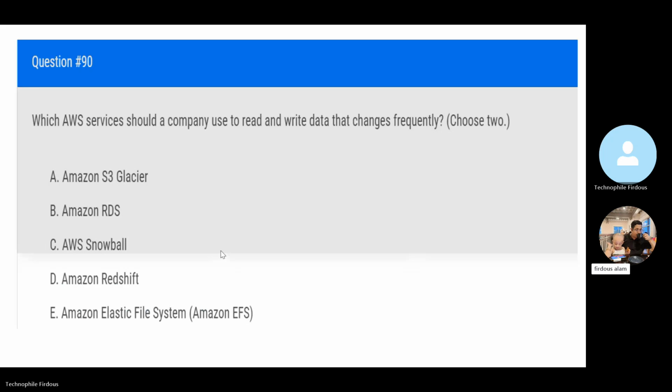Question number 90. You have 15 seconds to answer this and write the answer in comments.